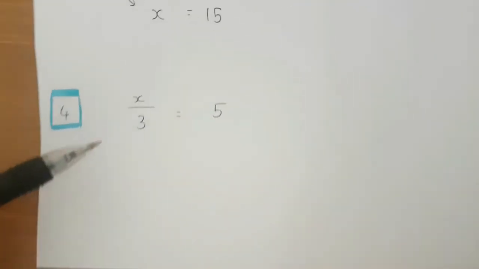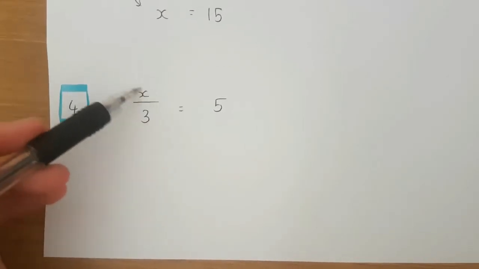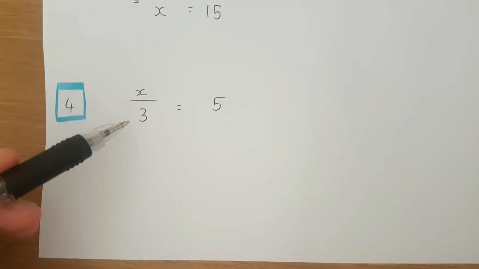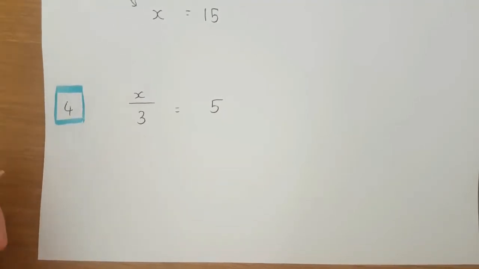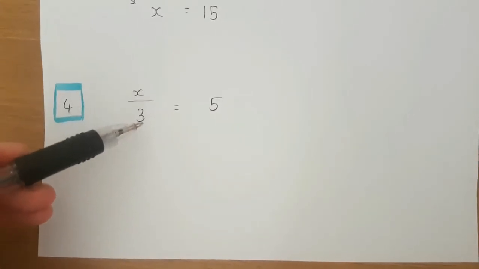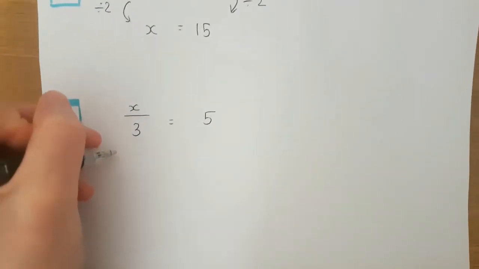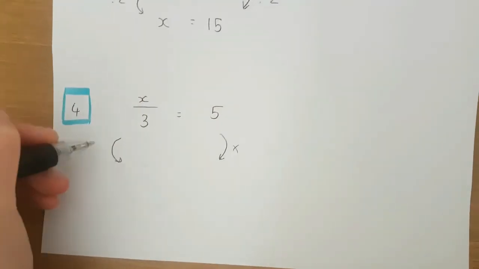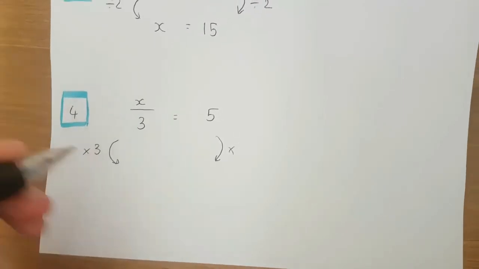And in the last question, now have a think, what does this mean here? I've got x over 3. What is it telling me is happening to x? So when I have x over a number, it's actually saying x is being divided by 3. So the inverse of dividing is multiplying. So I'm going to multiply both sides by 3.